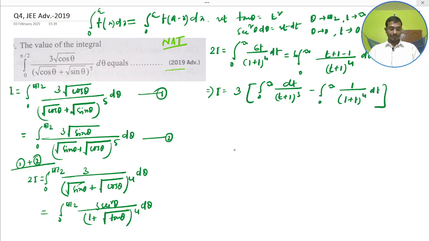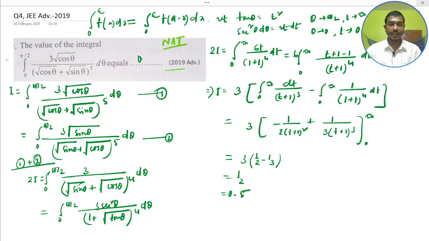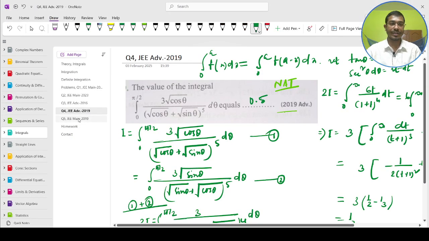Separate the integral and put this limit. So minus 1 by 2 into (t plus 1) square plus 1 by 3 into (t plus 1) cube, put this limit 0 to infinity. So this should become 3 times, and put this value: half minus 1/3. That should be the half. Half means 0.5. 0.5 would be the answer. You have to write 0.5. This is the NAT type of question.